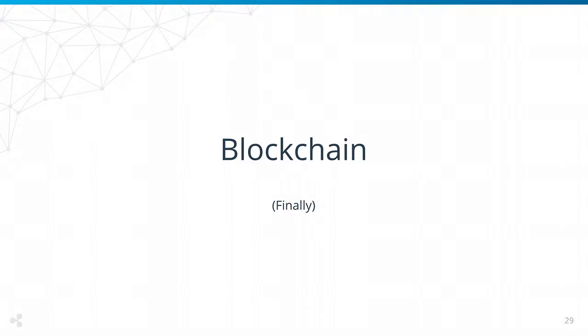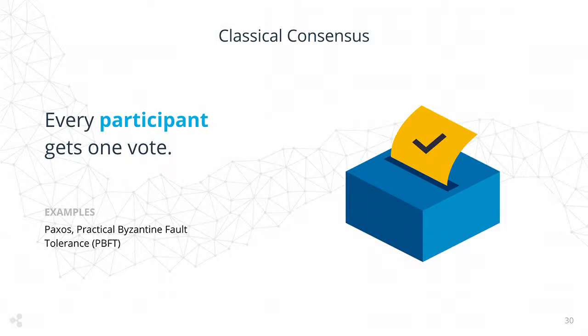So finally, let's talk about some blockchains. This is probably what you're here for. First of all, I want to cover classical consensus. This is what's been around the longest. Paxos was published in 1989. This is a paper by Leslie Lamport that describes a form of agreement that is very reliable to certain guarantees. And there have been many, many other papers building on top of that. The basic idea is that every participant gets to vote. There are obviously weighted schemes, but the basic idea is that every participant gets to vote.